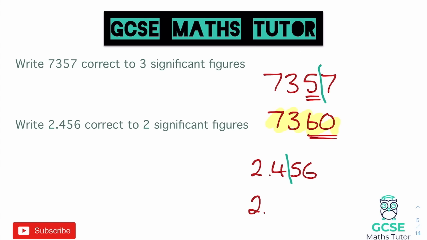So again, looking after the line, that is a 5 after the line, so that means it's going to round up again. So our final answer would be 2.5, and that would be rounded to 2 significant figures, which also meant 1 decimal place in this particular question.